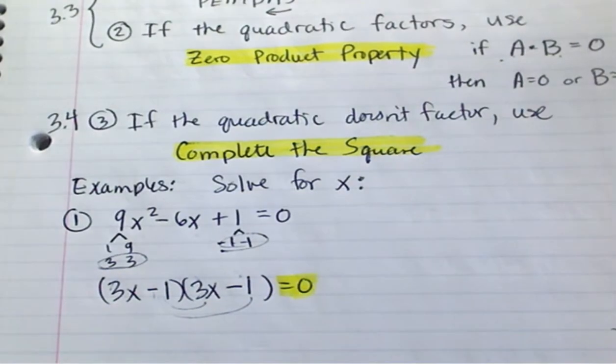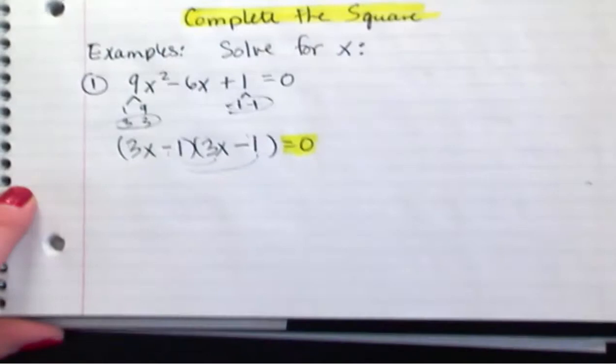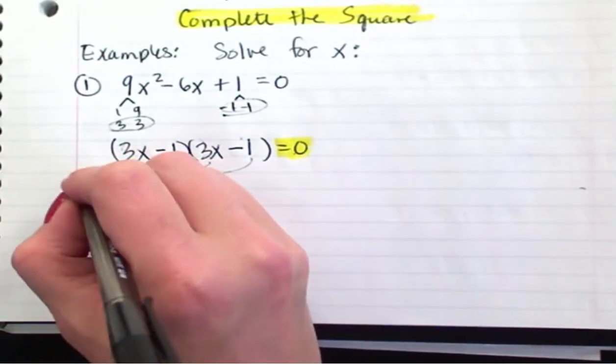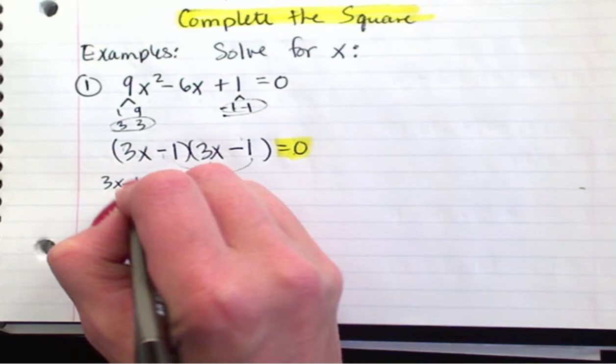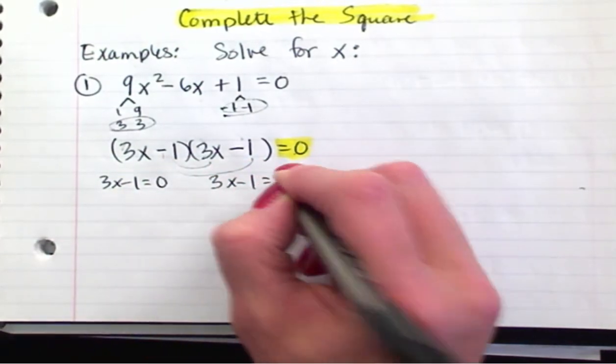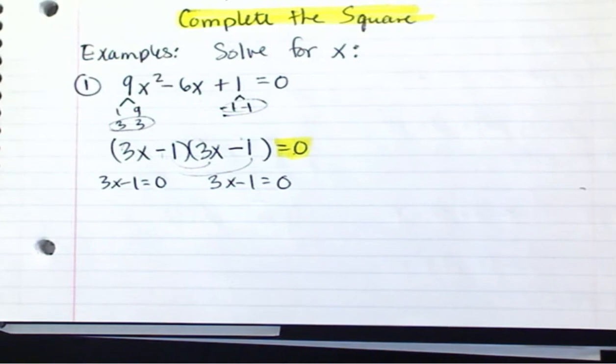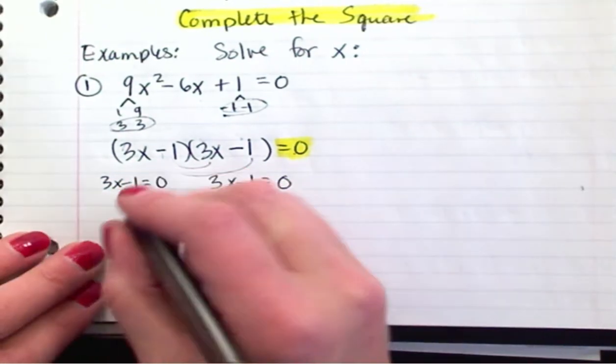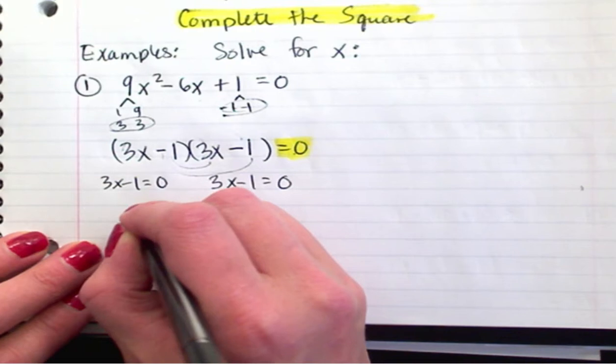Okay. If the quadratic factors, use the zero product property. Well, it's kind of important to do the zero product property that it's equal to 0. If the factors are equal to 0, then either the first factor or the second factor will be 0. Okay, solve for x, right? We're still trying to solve for x. Now that I've broken this up into something smaller, I can add 1 and divide by 3.